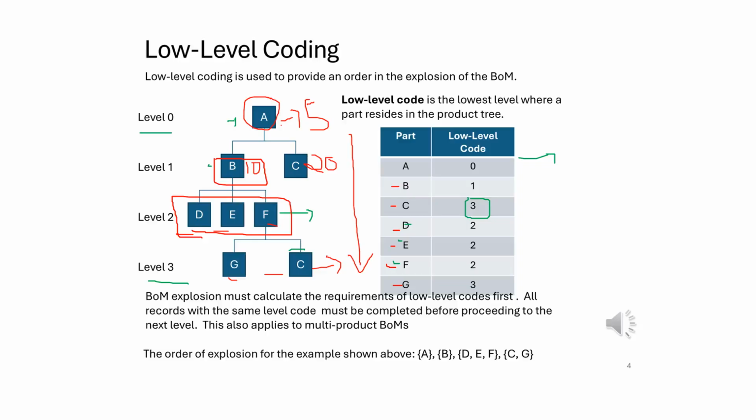So once we finish the MRP for D, E and F, we can finally go to level 3 and then we can calculate the MRP for G and C in any particular order. So the order of making the MRP is A first, which is level 0, then B, which is level 1, then D, E and F in any particular order, which are parts or sub-assemblies at level 2, and finally C and G, which are individual parts at level 3.